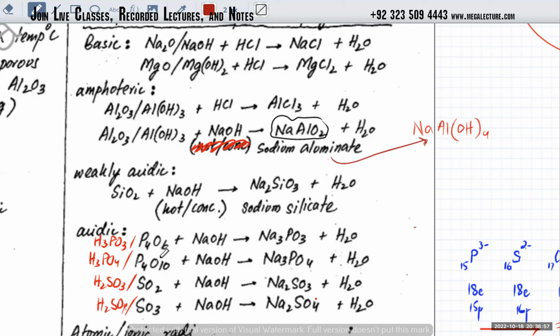Those are the same acid-base reactions. So you've got to remember which ones are basic. Sodium and magnesium oxides are basic. Al2O3 is amphoteric, it can do both things. SiO2 is weakly acidic, and then the rest are strongly acidic. Is this also clear?